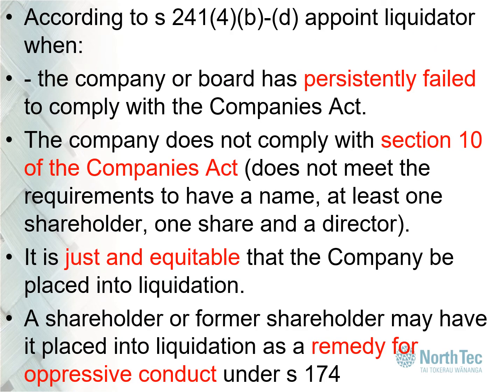According to Section 241, 4b to d, you can appoint a liquidator when the company or board has persistently failed to comply with the Companies Act. The company does not comply with Section 10 of the Companies Act and does not meet the requirements to have a name, at least one shareholder or one share, and a director. When it is just and equitable that the company be placed into liquidation. A shareholder or former shareholder may have it placed into liquidation as a remedy for oppressive conduct under Section 174.